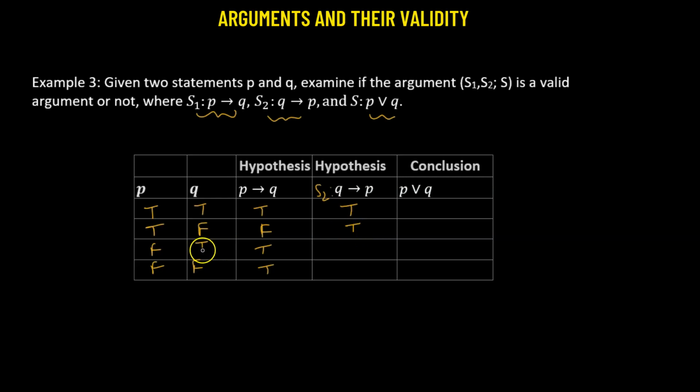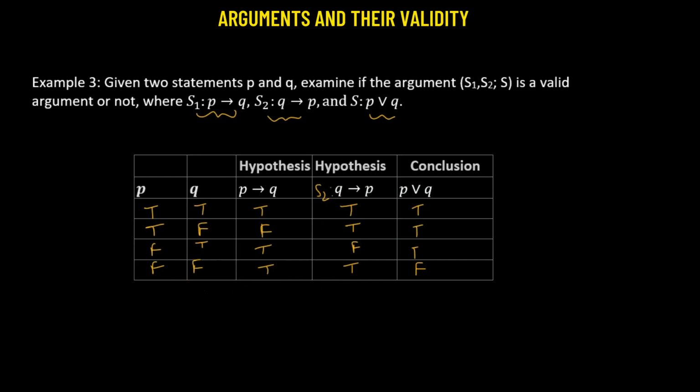If we have true, then false. So this is going to be false. And finally, if Q is false, then P is false. So this is a true truth value. Now we'll find out the truth value for the conclusion, which is P or Q. So this is going to be true when one of them is true. And it will be false when both of them are false.